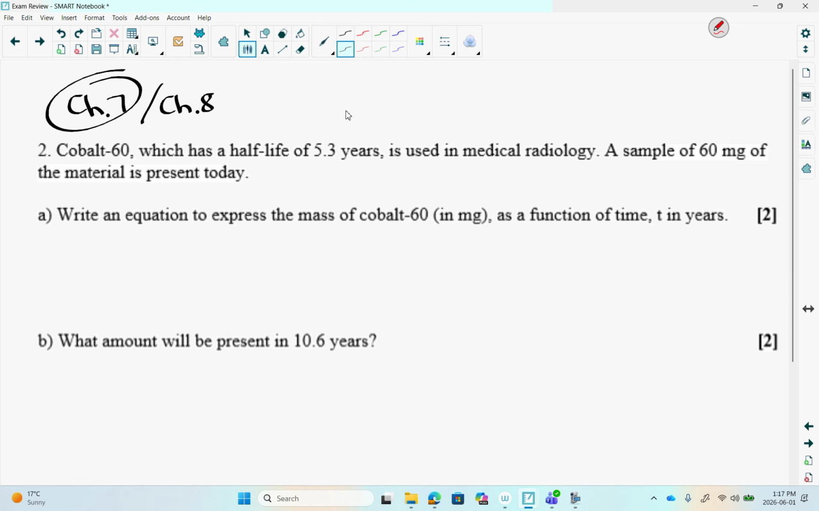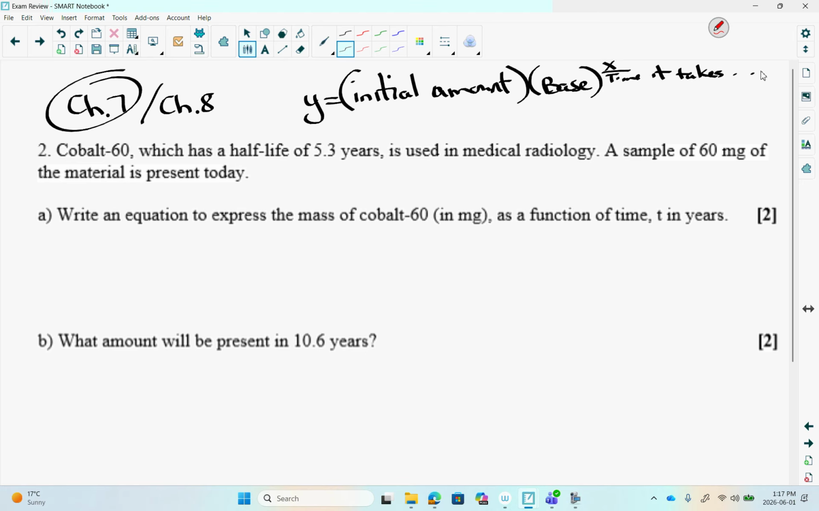But you've got to remember the form that your equation takes. It's the initial amount multiplied by the base raised to the power of x over, and we always wrote the time it takes, and I do this. Depends on if it's doubling, tripling, quadrupling. It has a half-life, a quarter life, something like this.